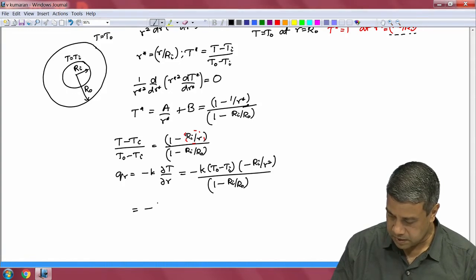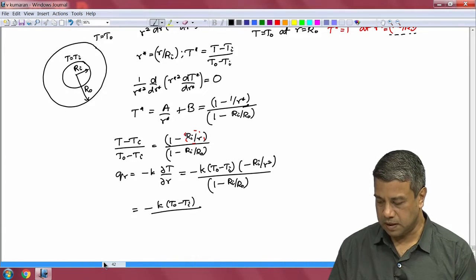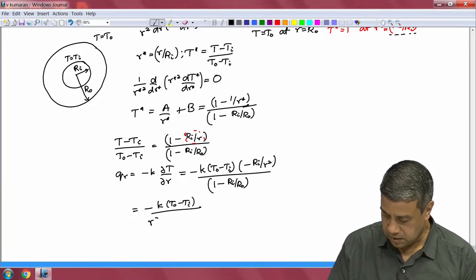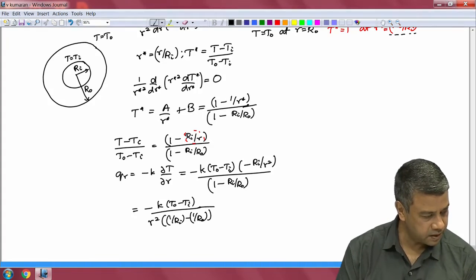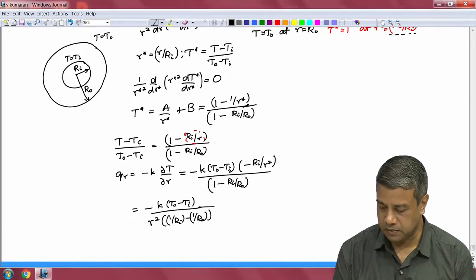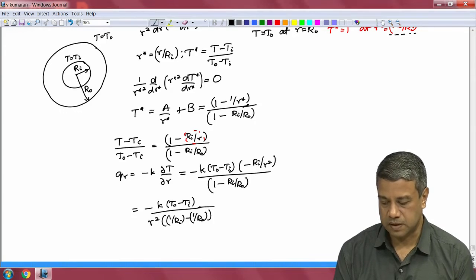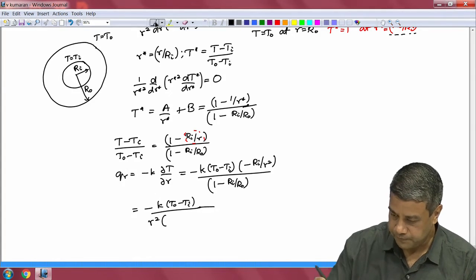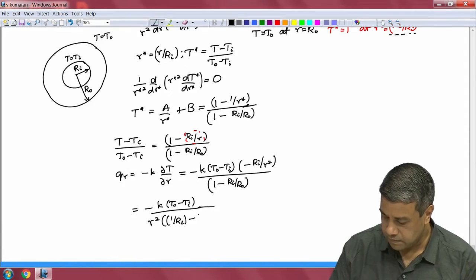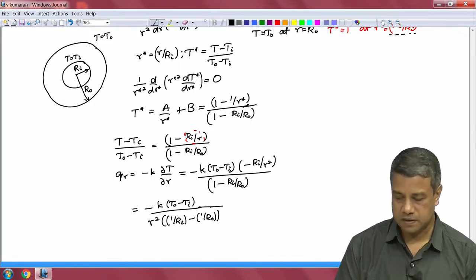So, this will be equal to minus k into (T_o minus T_i), and I divide the numerator and denominator by r_i. So, therefore, I will get r square into (1 by r_i minus 1 by r_o). That is the flux q_r from any surface. So, you can very easily verify that if T_o is greater than T_i, that means that the heat flux has to be negative, it has to go inwards, and this satisfies that, because 1 over r_i is greater than 1 over r_o. Let me write this carefully. So, the heat flux has to be opposite to the direction of the temperature difference, and this satisfies that.